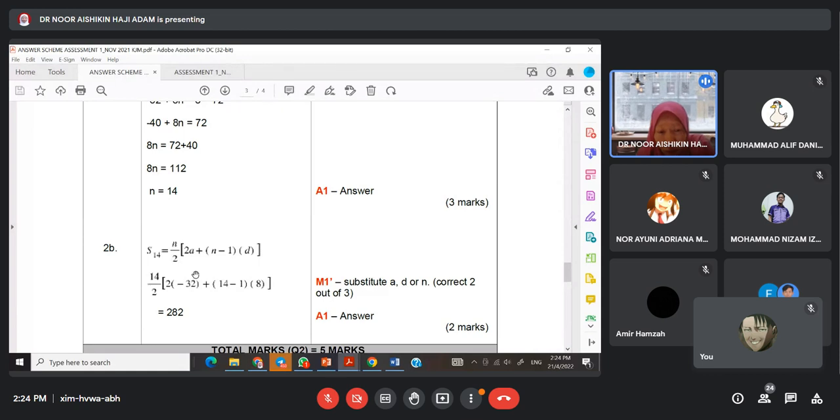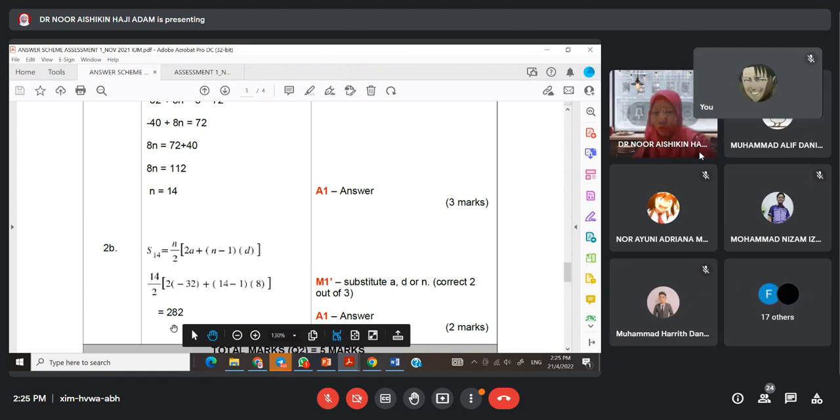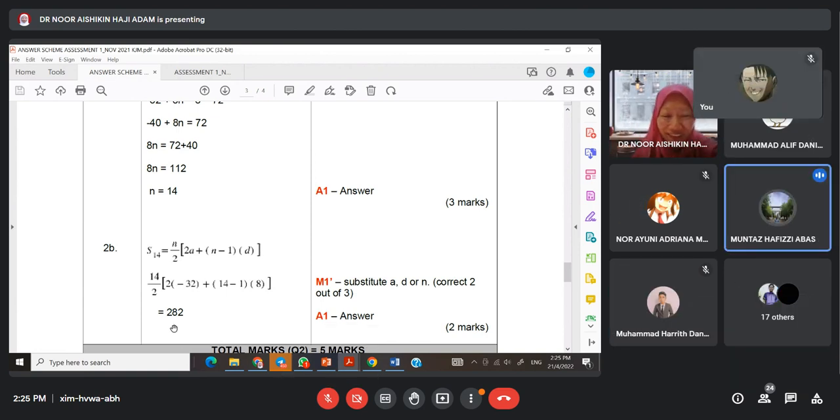Nampak tak kelas? Ini adalah formula: n over 2 times (2a plus (n minus 1)d). That is the formula, so it should be as n. It's only down here that you write 14 equals 14 over 2 and so on. Faham? Dapat tak jawapan ni? 282. Tak. Sebab 280. Jom kita check.